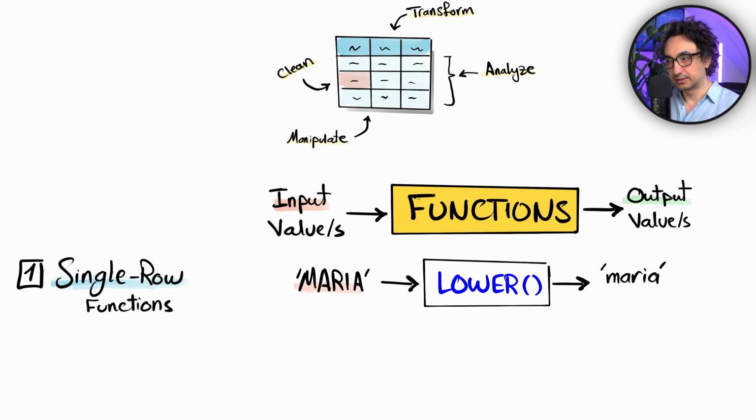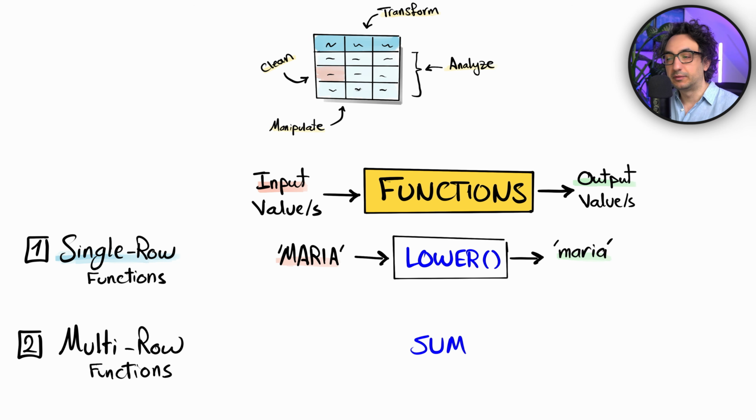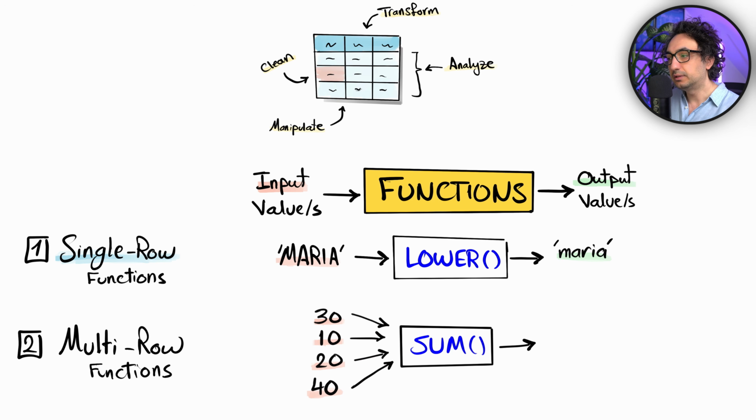Now the other category of functions, we call it multi-row functions. For example, if you have the function sum, this function accepts multiple rows, multiple values, like 30, 10, 20, 40. The function is then going to summarize all those rows and return only one value as output. The summarization of all those values is going to be 100. So the input is multiple rows and the output is one single value. Those are the two main categories of functions in SQL.